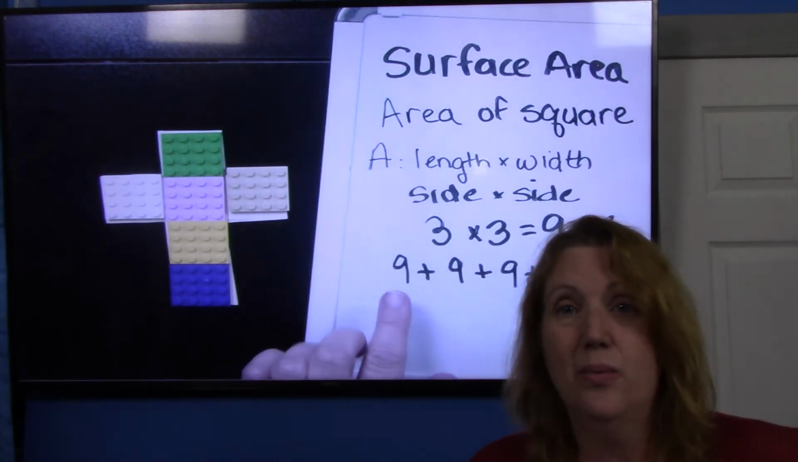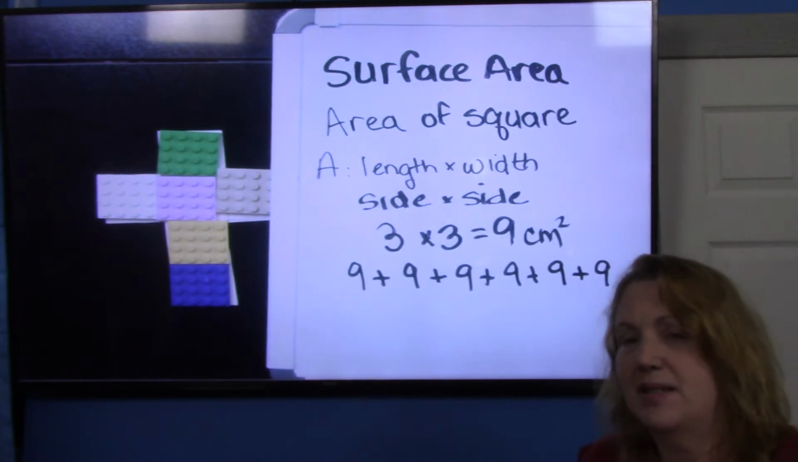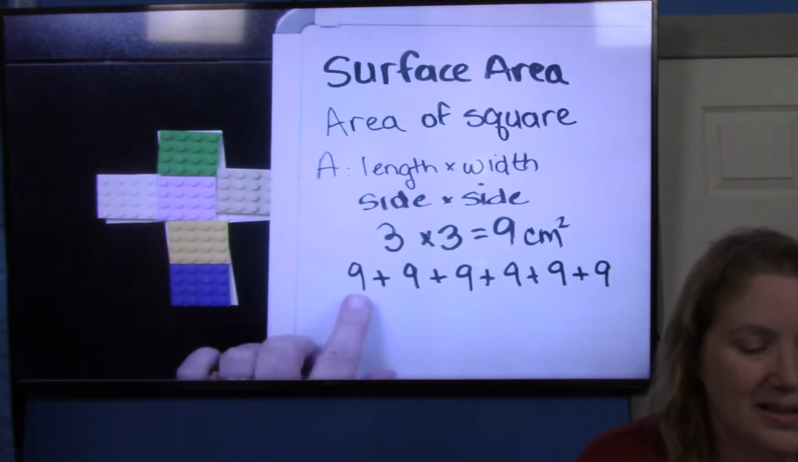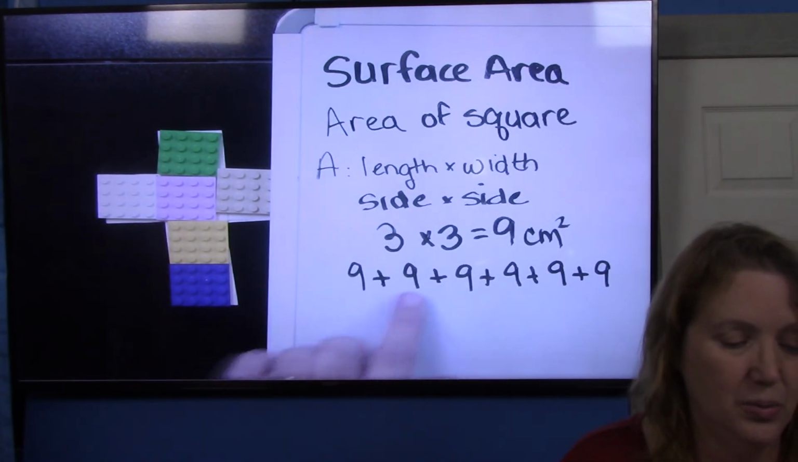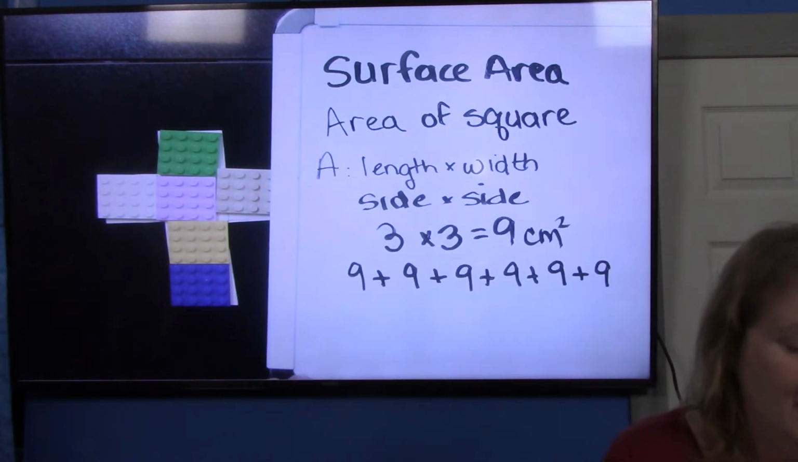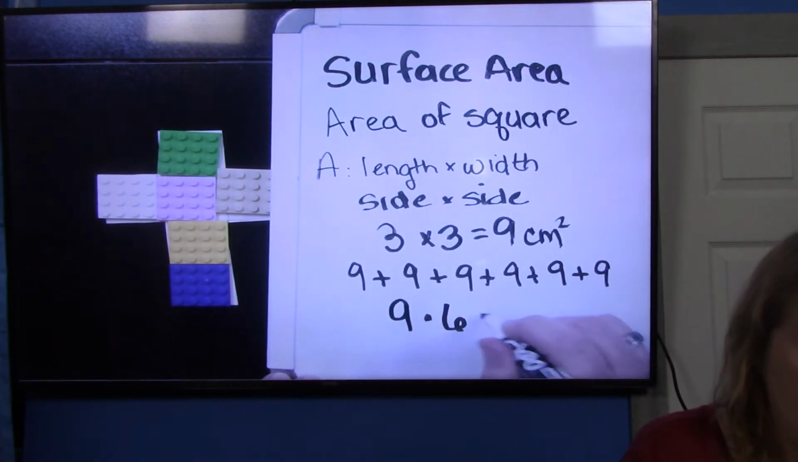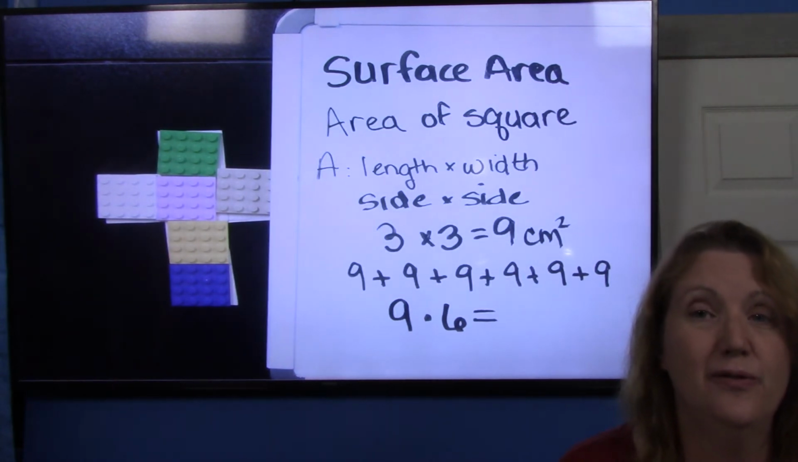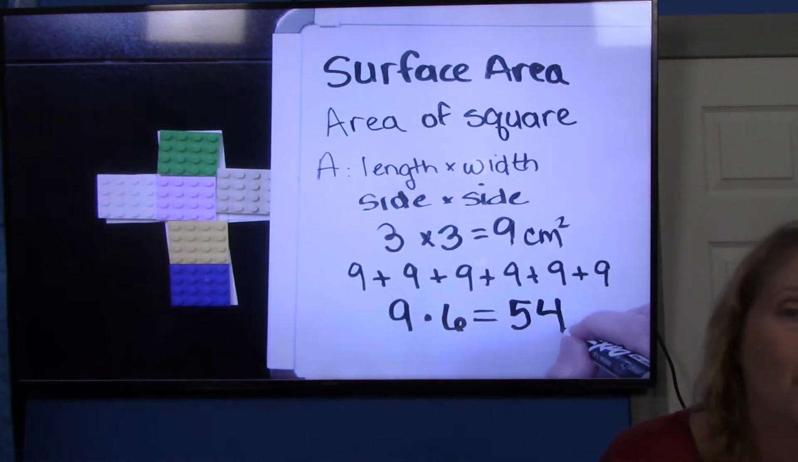Another way to say 9 plus 9 plus 9 plus 9 plus 9 plus 9, there are 6, 1, 2, 3, 4, 5, 6, is 9 times 6. 9 times 6 is 54.